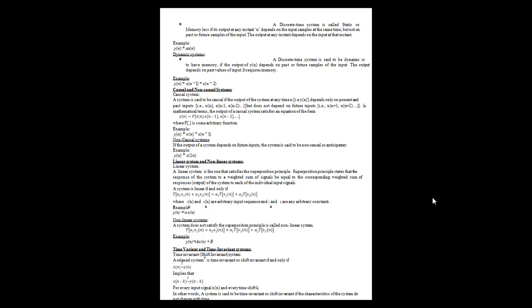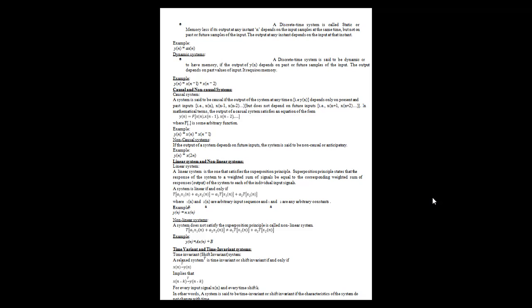So only the present value alone can be used over here. That is why it is named a memoryless system. Okay. Example: y of n is equivalent to a into x of n, which indicates the present input value, that is the input at that instant. That is to be named as a static system.